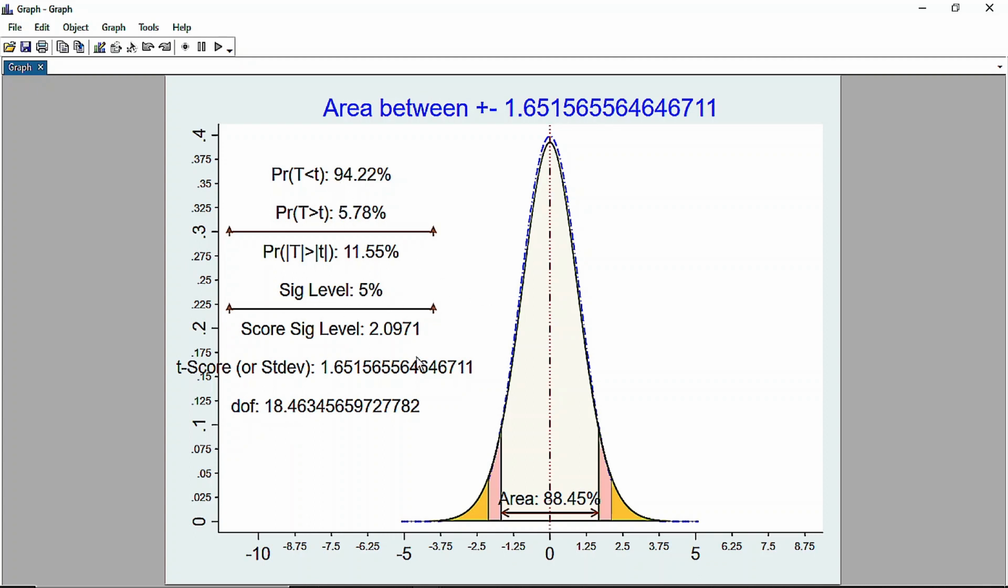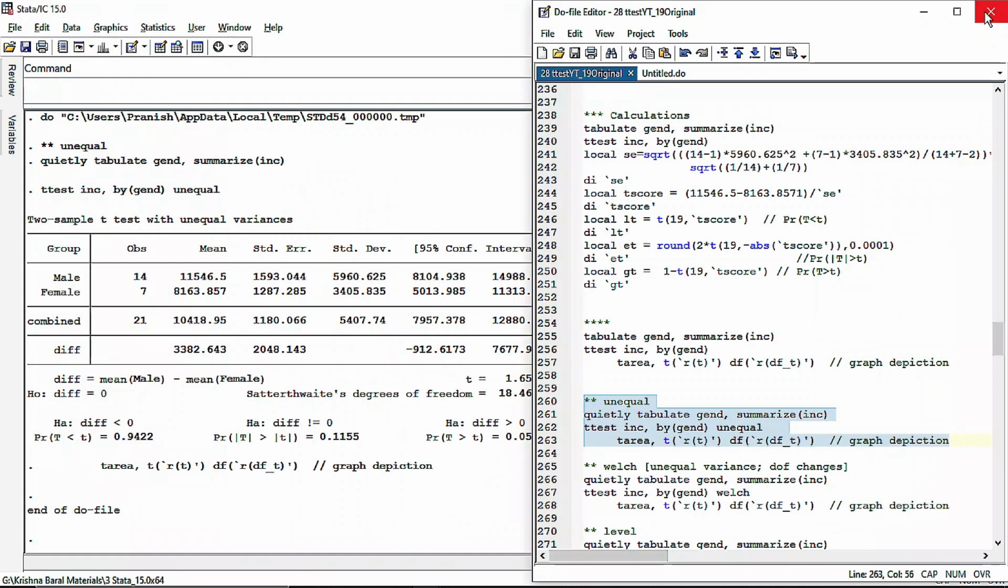And again, for the two-tailed test, we fail to reject the null. And for the single-tail test, either the left-tail test or the right-tail test, if the p-value is greater than our significance level, we fail to reject the null, and we conclude that both male and female earn equal average income. We use the Welch option in order to treat unequal variance, and this is the more robust one.